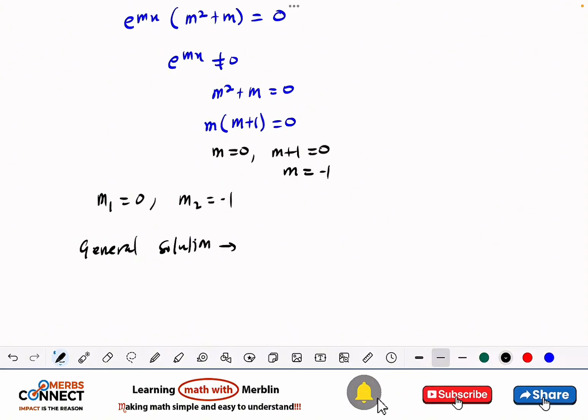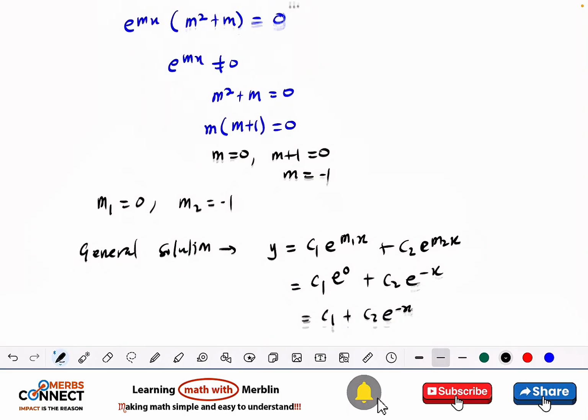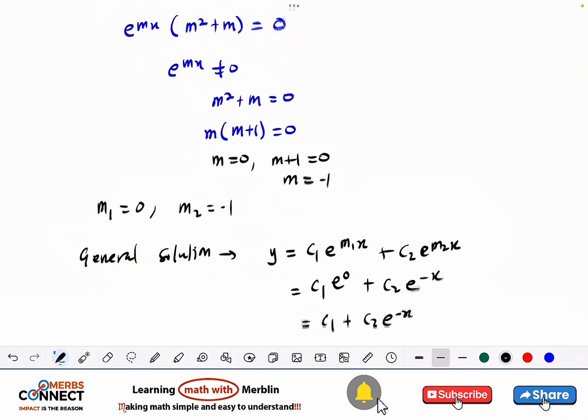So the general solution is going to give us y is equal to, I'll write the formula again so that we remember what we are doing. So e to the power m2x. So what is m1? m1 is 0, so I'm going to have c1 e to the power 0 times x, which will be 0, plus c2 e to the power minus x, and this is going to give us c1 plus c2 e to the power minus x. So this is the general solution.